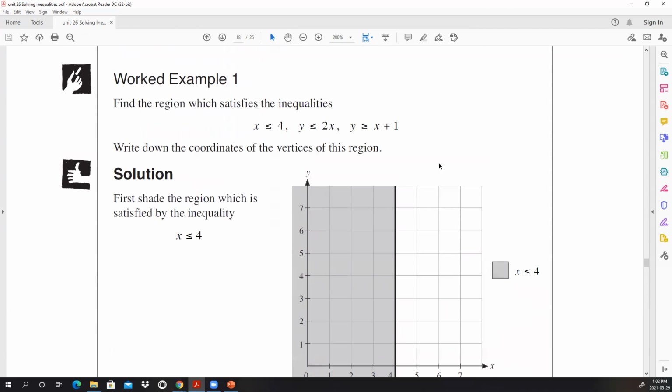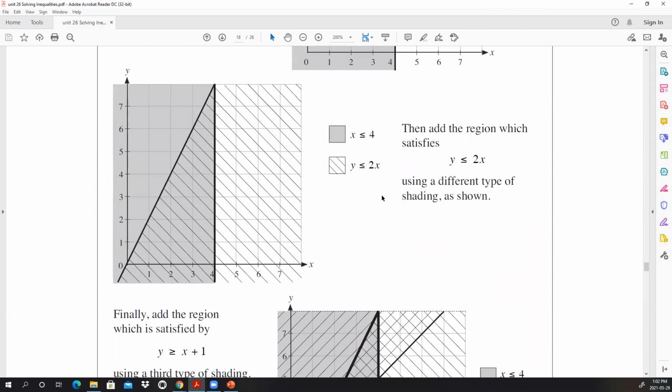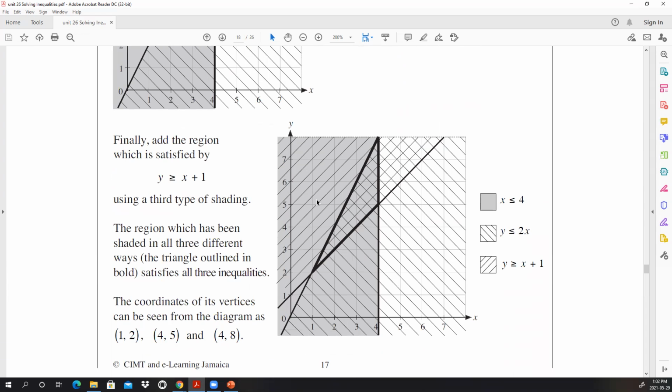And then let's check out the inequality. y must be greater than or equal to x plus 1. So if you choose a point here, this is 1, 5. So 5 is greater than x plus 1, and x is 1 here. So 5 is greater than 2. So definitely over this side.